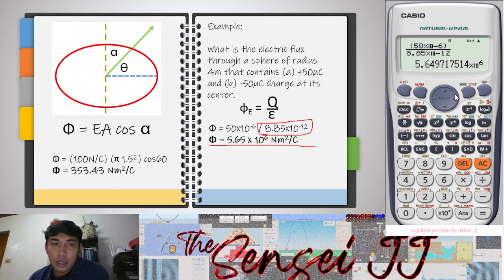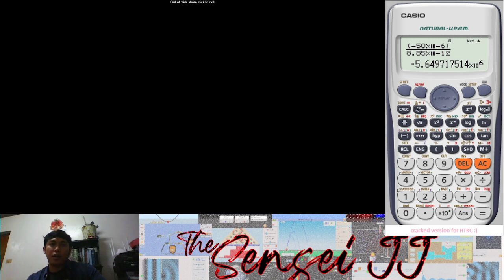And for the B, so magiging negative lang naman yung nasa taas natin. And we will be having a negative electric flux, which is negative 5.65 times 10 raised to 6. Okay, so is that it? Let's see. Same lang sila. Okay.